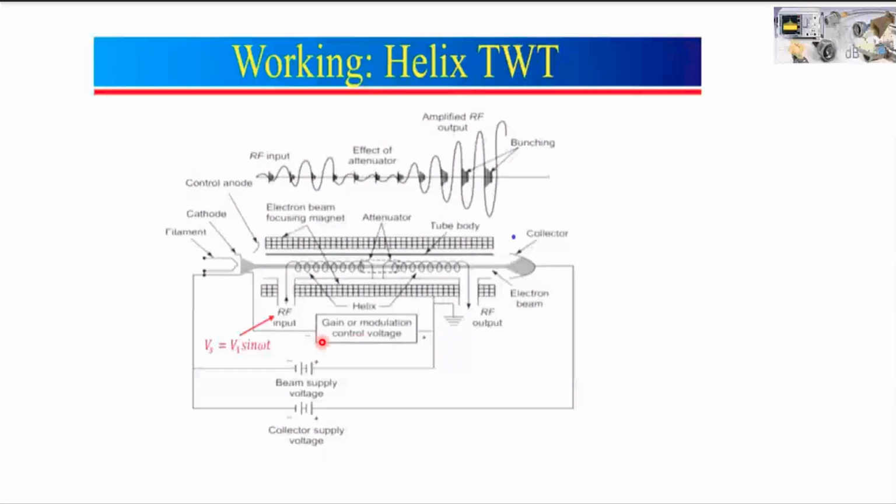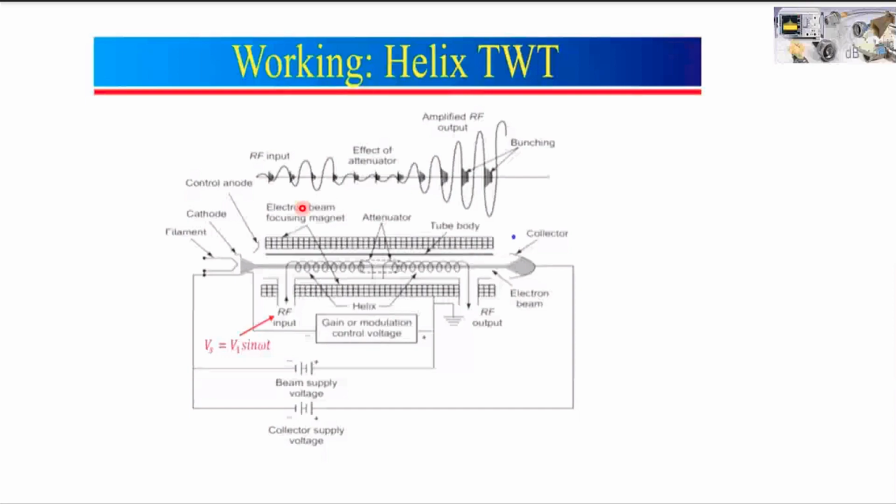The electron which enters the helix when the field is 0, that electron's velocity will not change. Same principle we are repeating here. The electron which enters the helix when the field is accelerating will be accelerated, same thing, and the electron which enters the helix when the field is retarding, what will happen? It will be decelerated, and the velocity of that electron will be less.